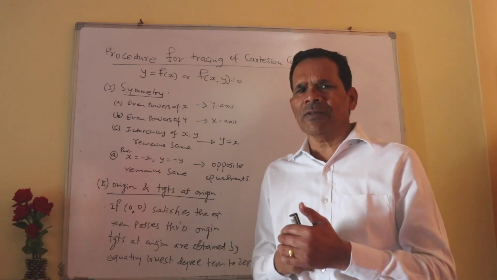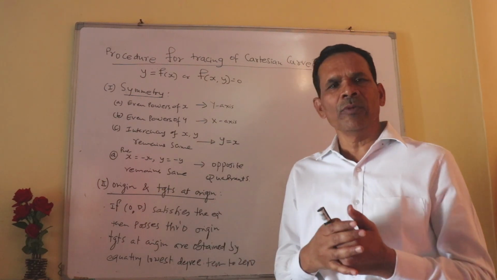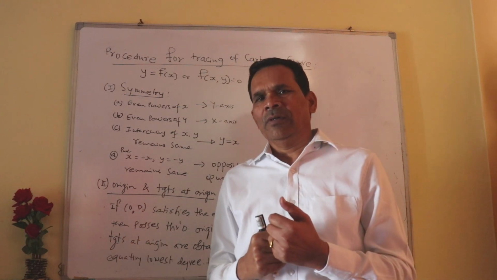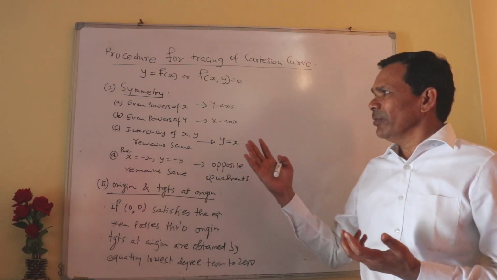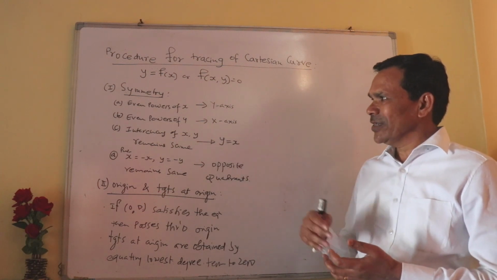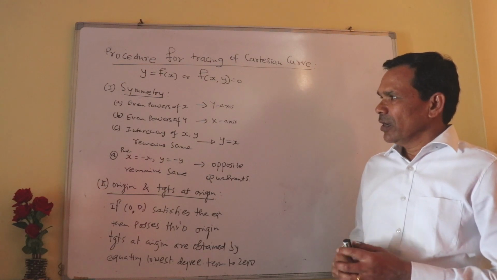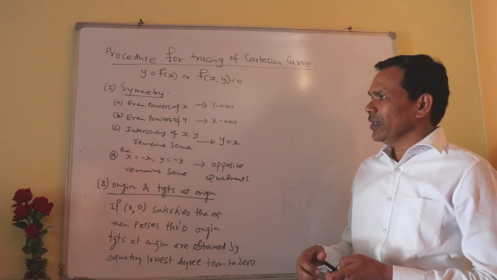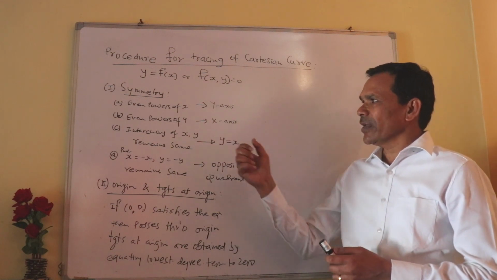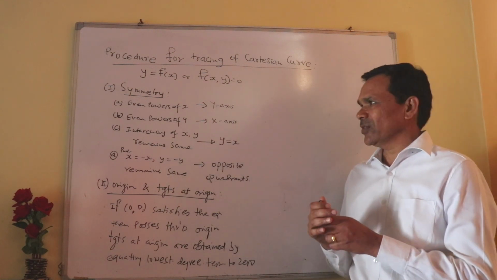So these are the few points we discuss here, and finally we come to the conclusion for the approximate shape of the curve. So we start with symmetry of the given curve. Here there are 4 points in the symmetry. First point: if in the equation of the curve all the powers of x are even, then the curve is symmetrical about the y-axis.